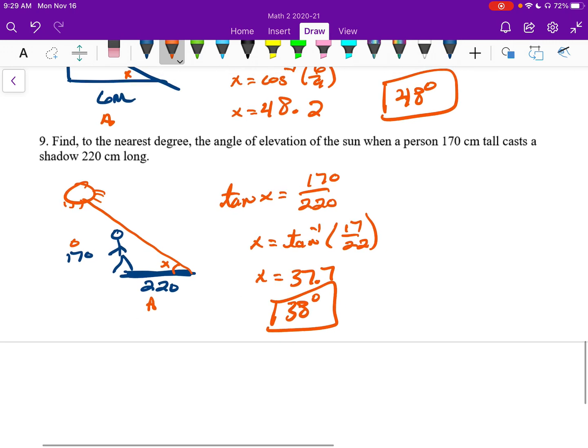All right, there we are. Those are trig word problems. Make sure that you know how to do these, because there will be one on your test that is something very similar to a problem that's on this worksheet.